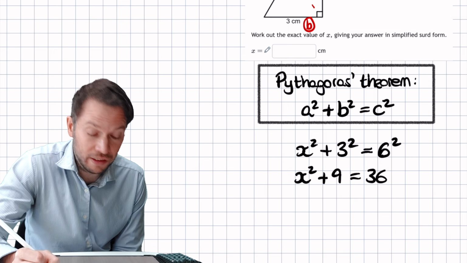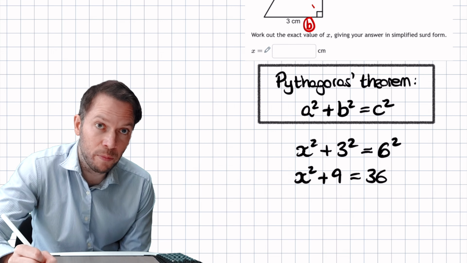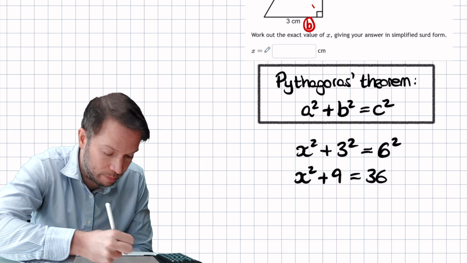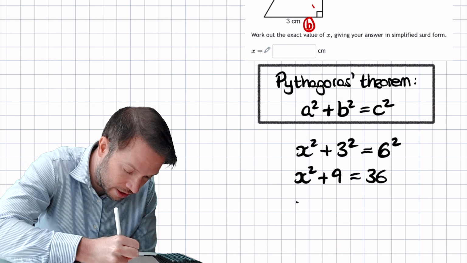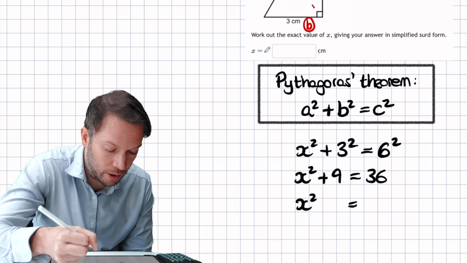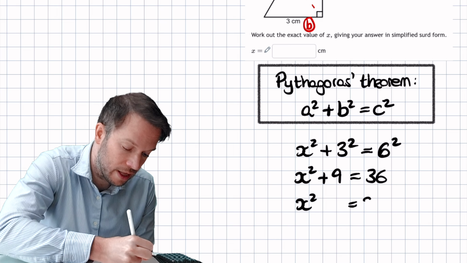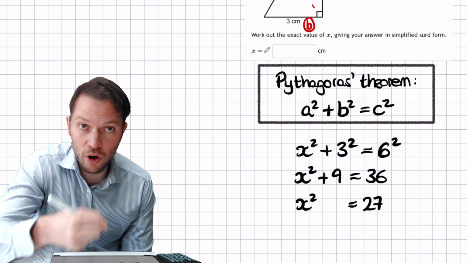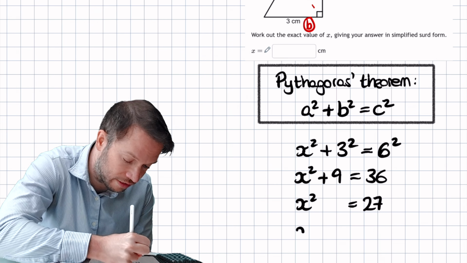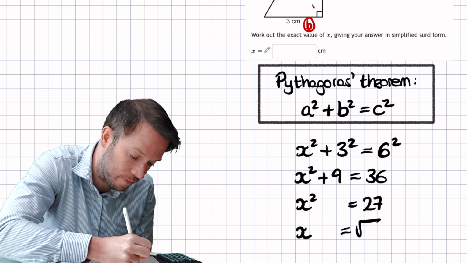We want to get x on its own. X is being squared, then we're adding 9. Let's undo the plus 9 by subtracting 9 from both sides. 36 minus 9 is equal to 27. And then to get rid of that squared on the x, we do the opposite. We square root both sides, so x is the square root of 27.